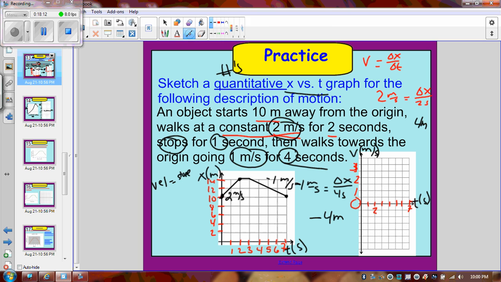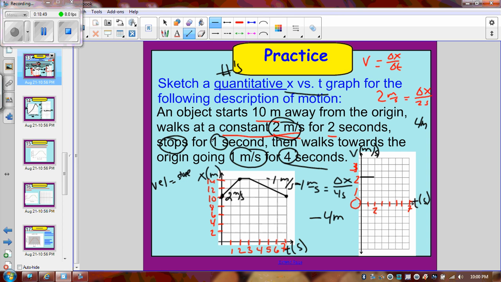Okay, if for the first 2 seconds the object is moving at a constant 2 meters per second, I'm going to draw a line there. Notice it's a flat line, but in a velocity versus time graph, a flat line does not mean the object is not moving, but simply means that the object is going at a constant 2 meters per second. A flat line on a position versus time graph indicates that the object is at rest, because the position is not changing. But in this graph, the velocity is not changing, and that's why it's a flat line.